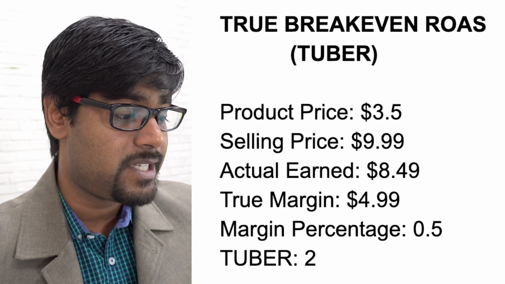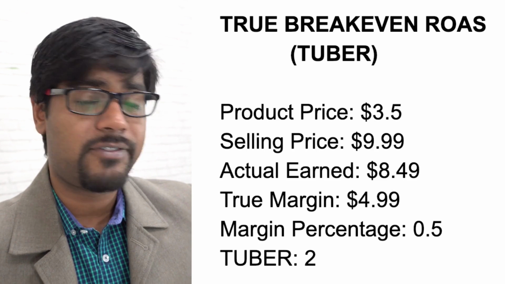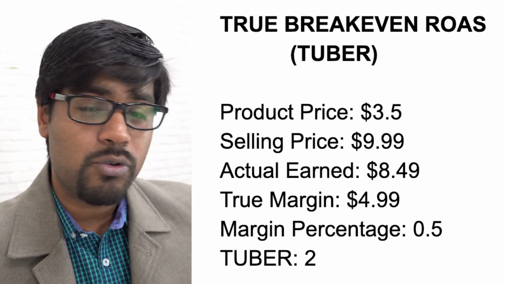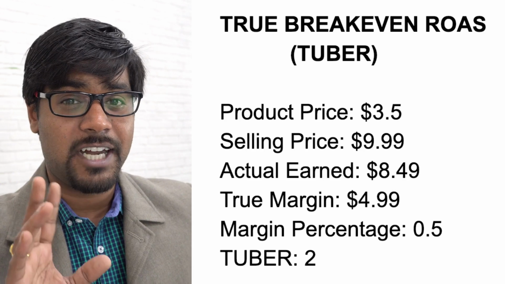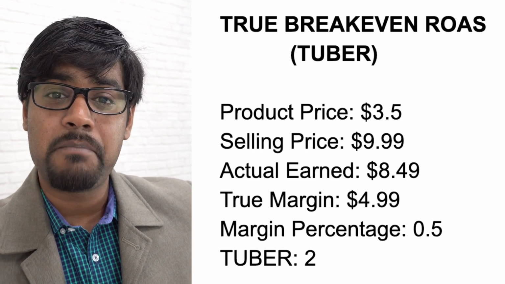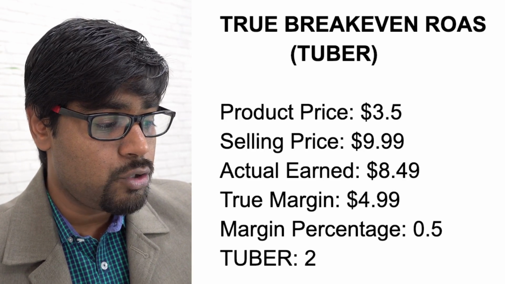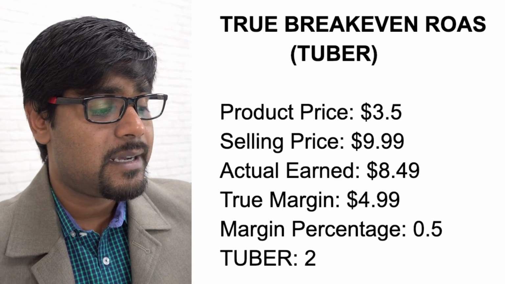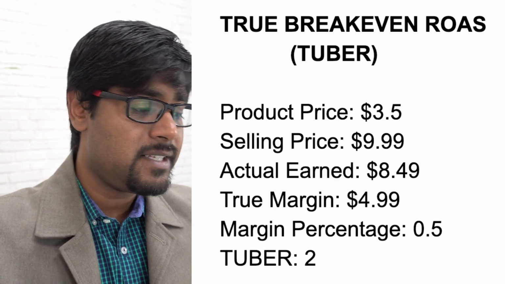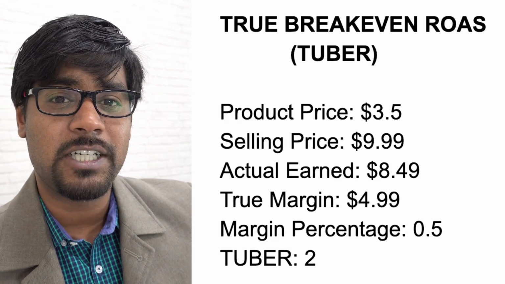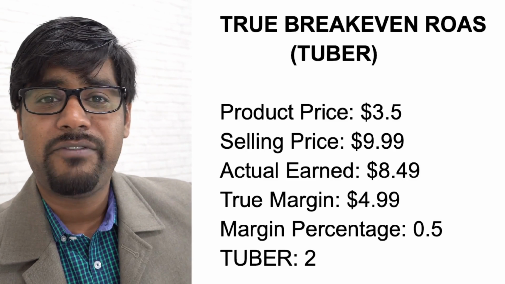In this case, what happens is we subtract actual earned from the product price, which comes out to 4.99, and that is where things start to get a little bit more tricky, because then the margin percentage, which is your true margin divided by your selling price, comes out to 0.5. Which brings the Stuber, which is the true break-even return on ad spend, to 1 divided by 0.5, which is 2. Earlier, the break-even ROAS was 1.54. Suddenly you have these calculations built in and your Stuber is now 2. And that, my dear friends, is where the problem starts to happen.